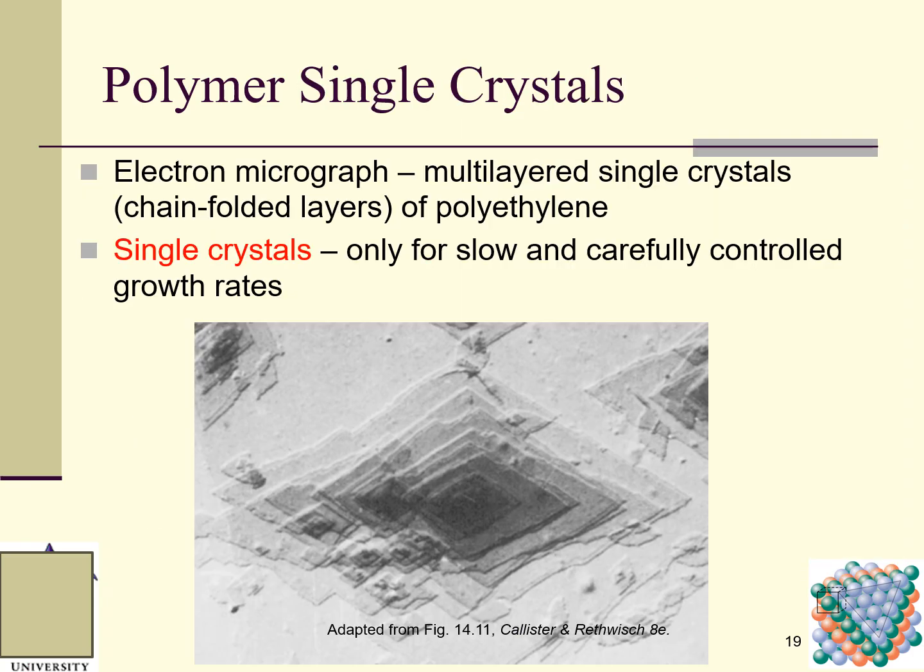Then we talk about the polymer single crystal. A single crystal, that's awesome. That means for all of this polymer, we only have one pattern. This is a very awesome one, right? When we talk about single crystals in metals and metal alloys, we know how a single crystal affects the mechanical properties. Here is an electron micrograph: multi-layered single crystals, chain-folded layers of polyethylene.